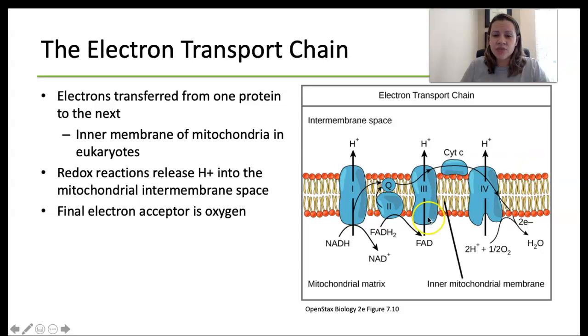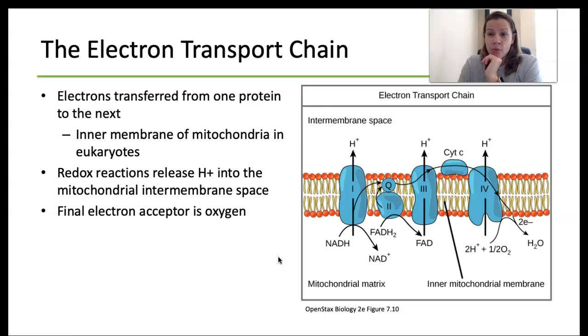So these are a bunch of redox reactions that happen. They oxidize those energy carriers, and they reduce the proteins. The final thing that gets reduced, the final electron acceptor, is oxygen, and this actually causes the formation of water.